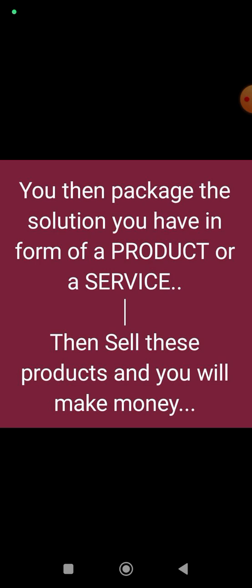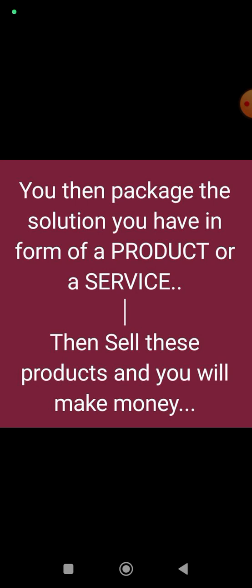The selling is the most important thing, because a lot of people already have a solution in their mind, but they can't sell it. Many people don't want to sell. They don't want to look. Many people think that selling is for poor people. I don't know how they see it.